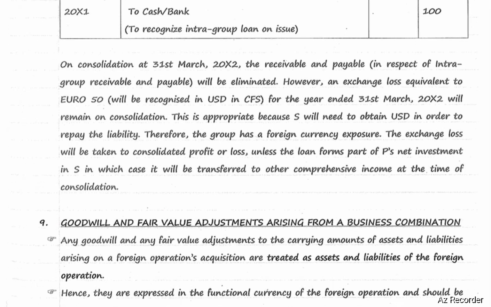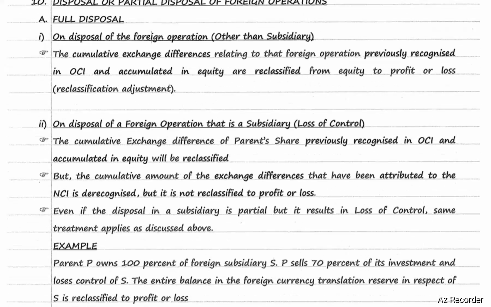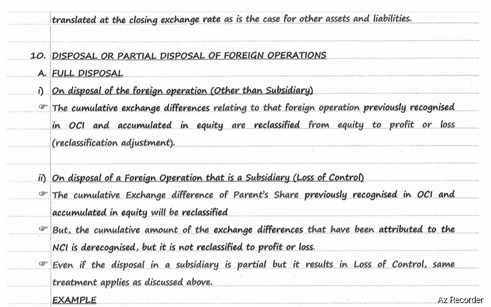Next, goodwill and fair value adjustments arising from a business combination. Any goodwill and any fair value adjustments to the carrying amounts of assets and liabilities arising on a foreign operation's acquisition are treated as assets and liabilities of the foreign operation. Hence, they are expressed in the foreign currency of the foreign operation and should be translated at the closing exchange rate, as is the case for other assets and liabilities.